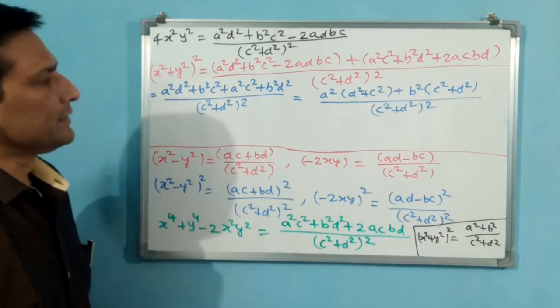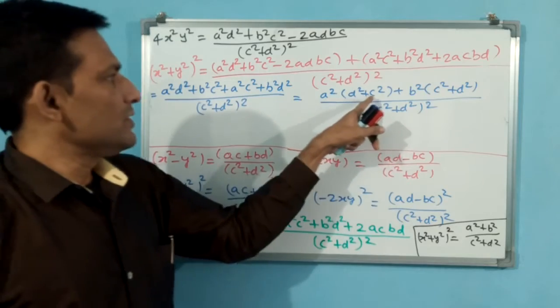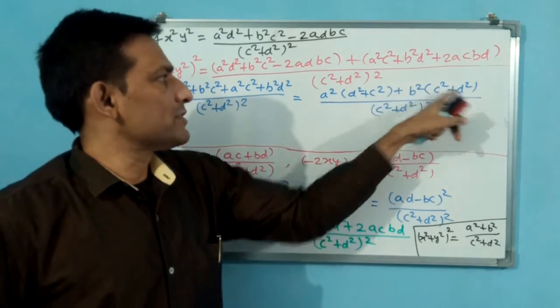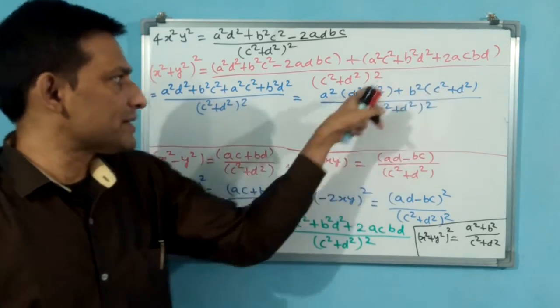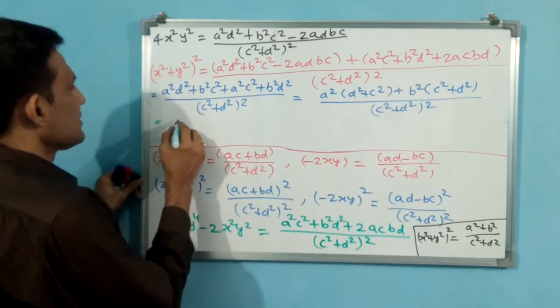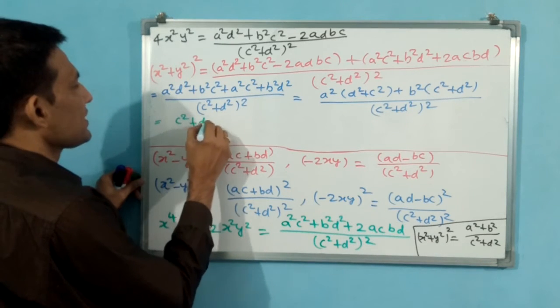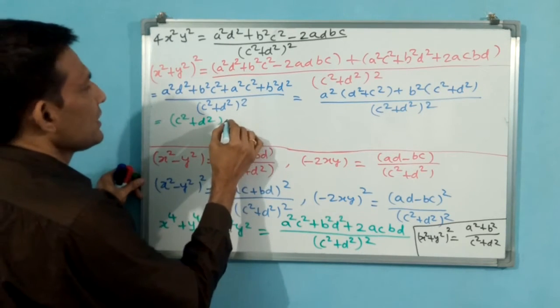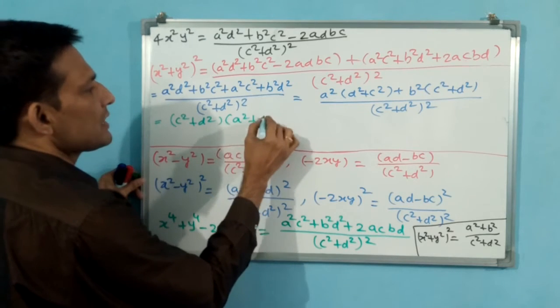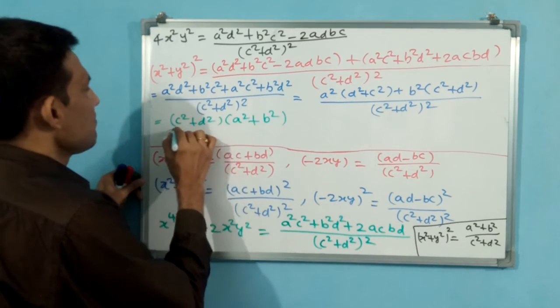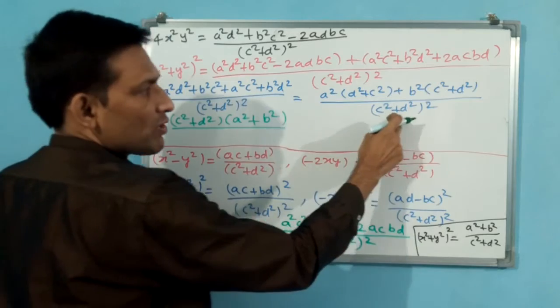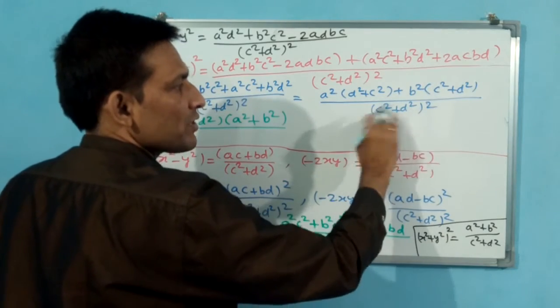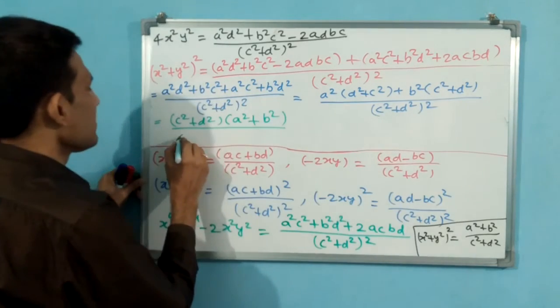Come back. Now you see c square plus d square, c square plus d square, both are same. Then c square plus d square I am taking common. If I take c square plus d square common, here it is going to become a square, there it is going to become b square. By this, c square plus d square whole square, shall I write c square plus d square into c square plus d square?